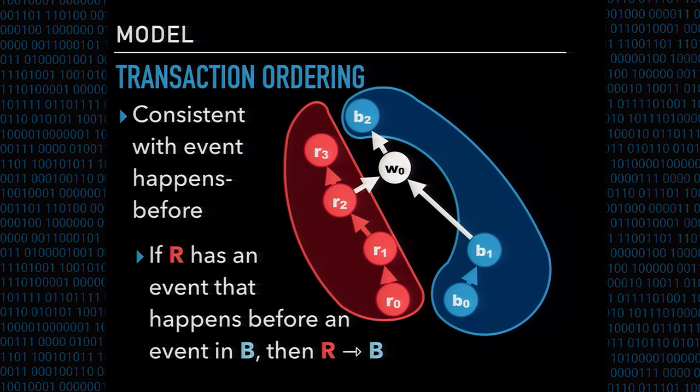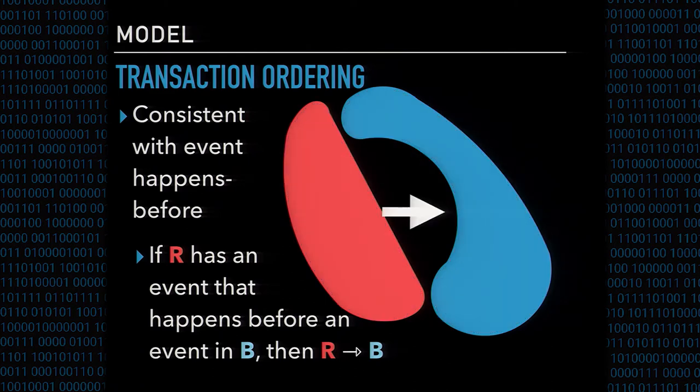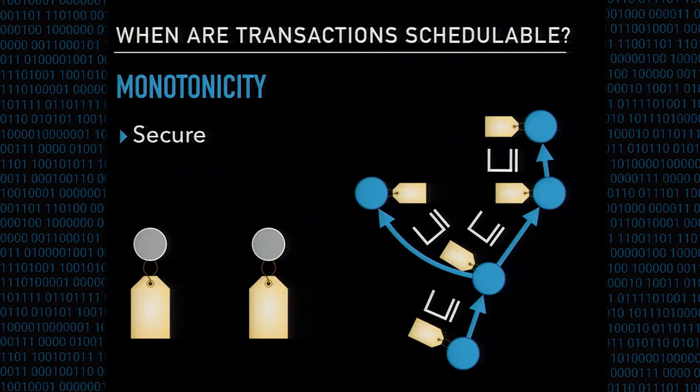Now, for consistency, we want to have some notion of ordering on transactions. And specifically, we want to order them in a way that is consistent with the happens-before relation on events. So if we have an event in one transaction, in this case red, that happens before an event in another transaction, in this case blue, I recall that happens-before is transitive, then we have that the red transaction happens before the blue transaction. So now we're ready to explain our sufficient secure scheduling condition, monotonicity.